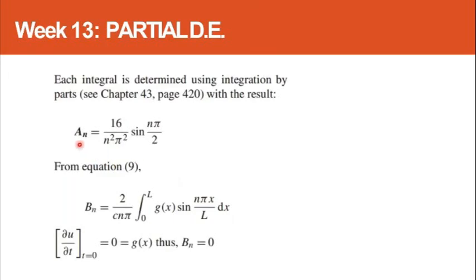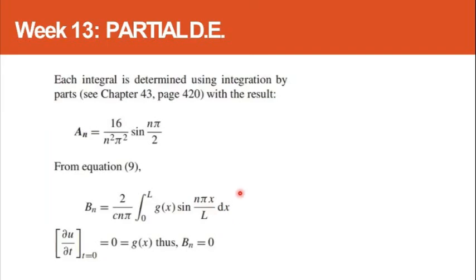So we have the a sub n is equal to 16 over n squared pi squared times the sine n pi over 2. And after natin to, kunin din natin from the equation 9, which is itong b sub n natin. Ito yung formula natin for the b sub n, which is we have this 2 over the c n pi, and yung range natin from 0 to l, g of x sine n pi x over l, then dx.